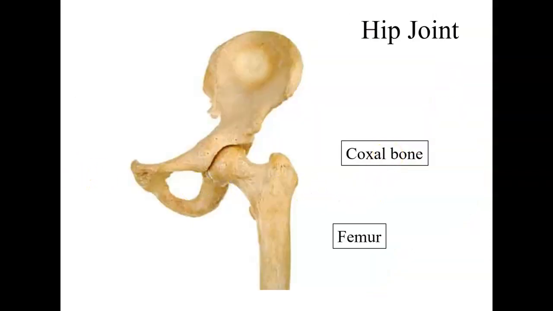Okay, and so let's move on to the hip joint. The hip joint is made of the coxal bone and the femur articulating together right here at this particular location.